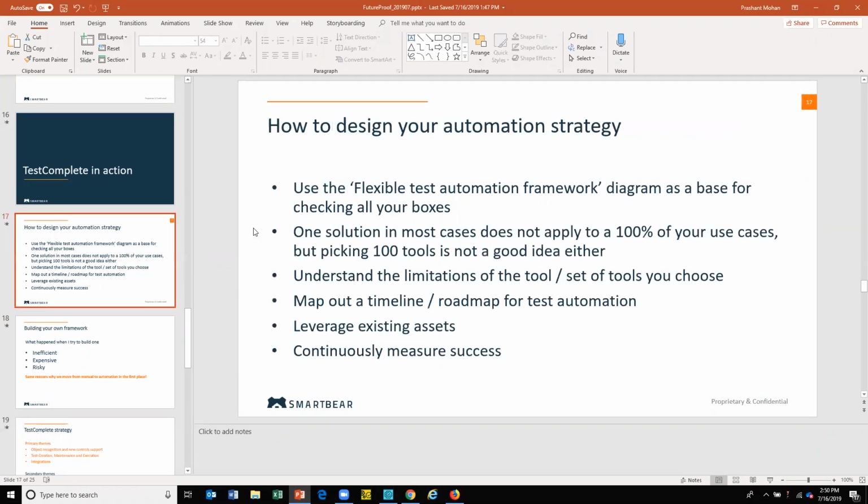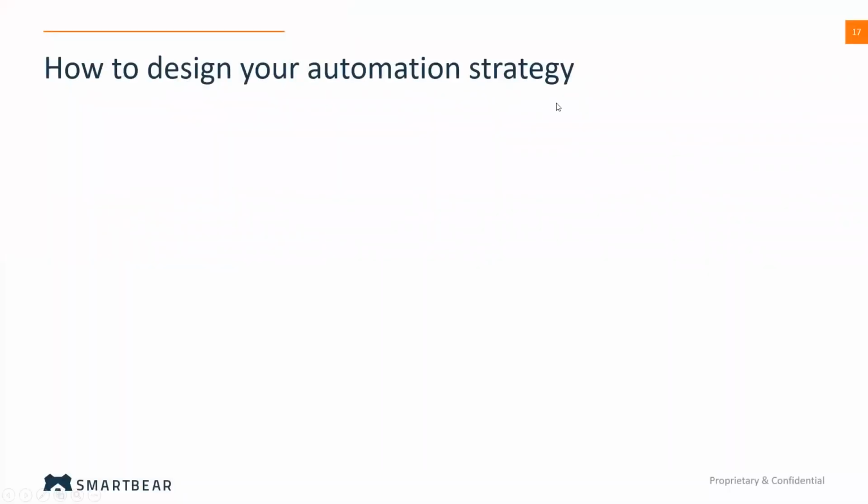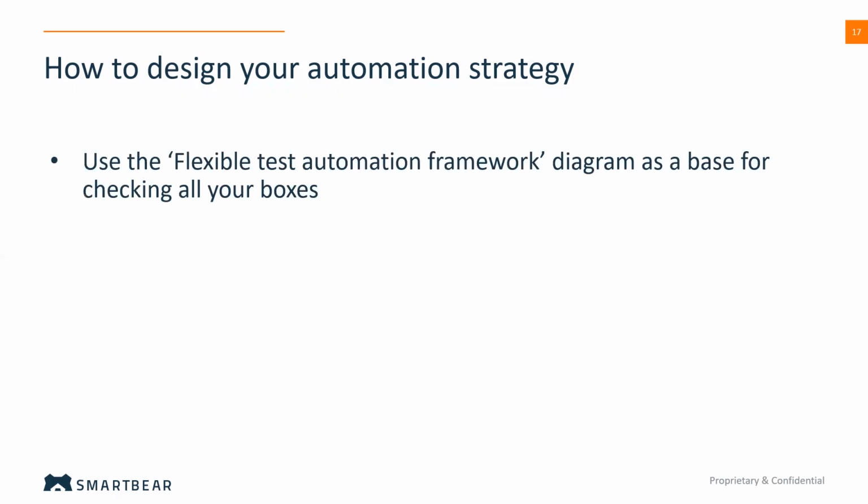So I'm just going to move on quickly and try to leave a couple of minutes at the end for more questions, right? So we saw how TestComplete works with some simple scenarios, some complex scenarios, some very typical scenarios. So let's look at, at a very high level, what your automation strategy should look like, right? So the flexible test automation framework diagram that we saw, use that as a base for checking your boxes. Many times you might not need everything from an automation tool, but you will probably need most things. So make sure that you look at that and see which tool gives you the maximum number of features.